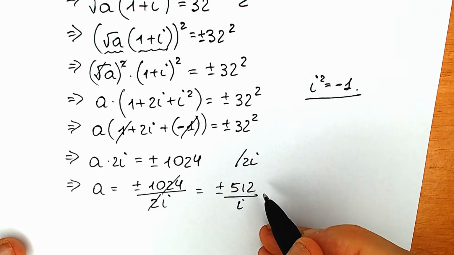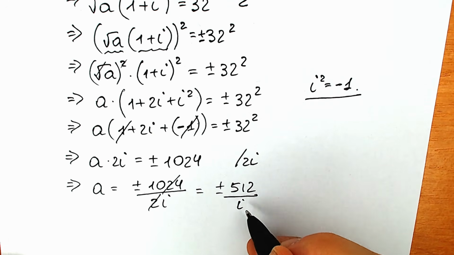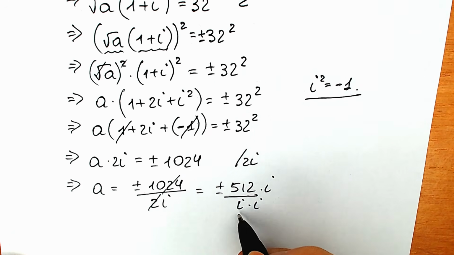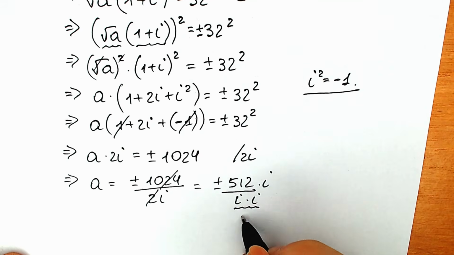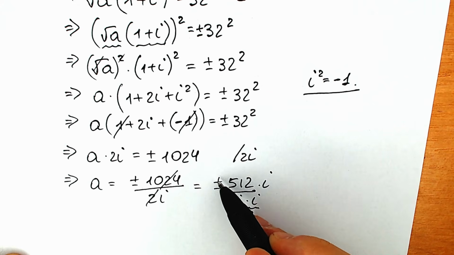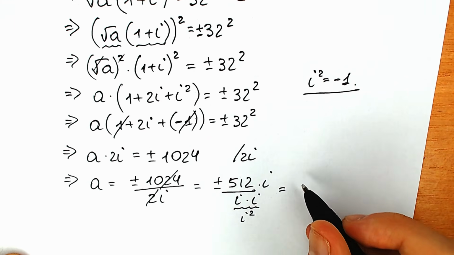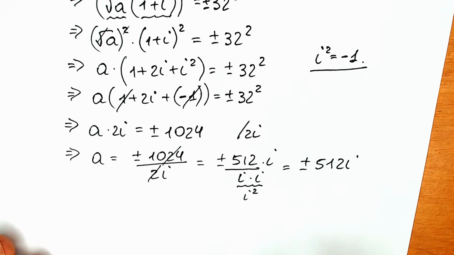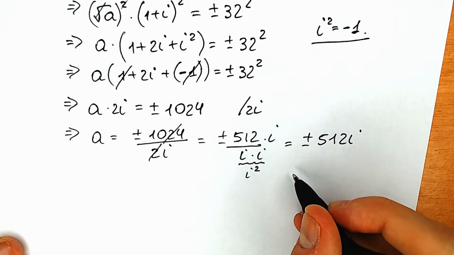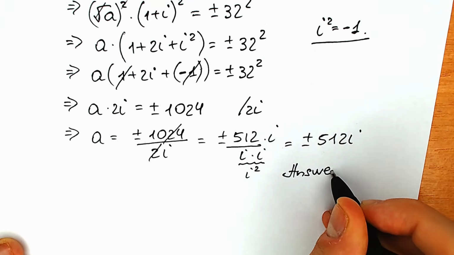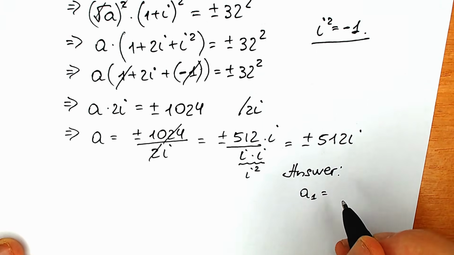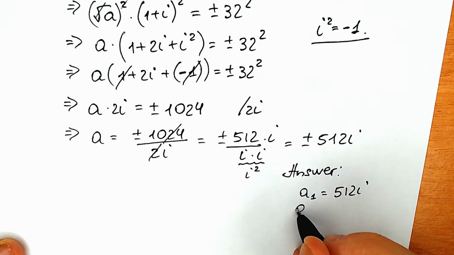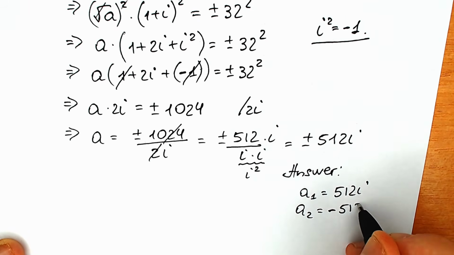Let's multiply numerator and denominator by i, because we don't want i in our denominator. This is our i squared, this is our complex unit, which is equal to minus 1. So we are talking about only a swap of signs. We have plus minus, minus plus, so it changes nothing for us. We are talking about two roots, plus minus 512 times i. This is our second method, also a really great method. So right now let's write our answer to this question. We have a first equal to 512 times i, and a second equal to minus 512 times i.